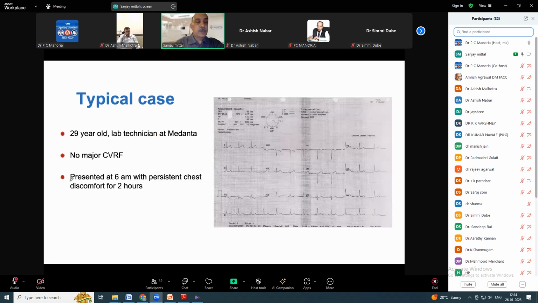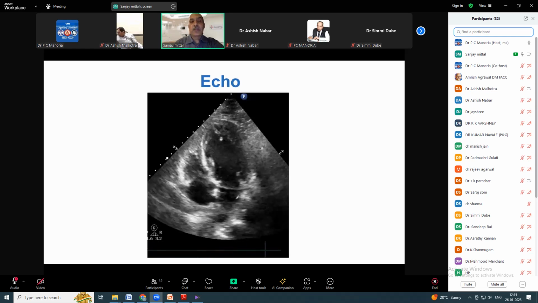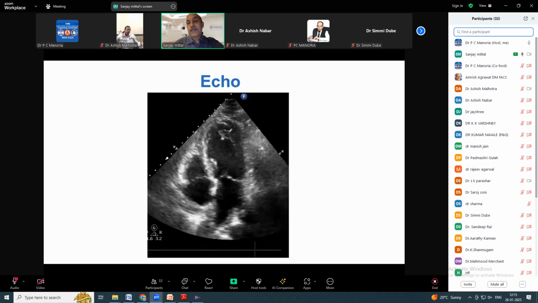A classical situation: this 29-year-young gentleman presents to our emergency, and there were no cardiovascular risk factors, but he had 2 hours of chest pain. And mind you, there were certain subtle changes in the upsloping ST segment, but lead 3 was showing T-wave inversions. What we did was an echocardiogram, and lo and behold, we found the apex was completely akinetic.